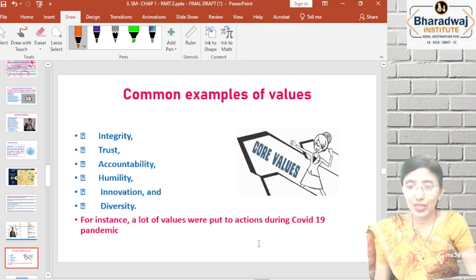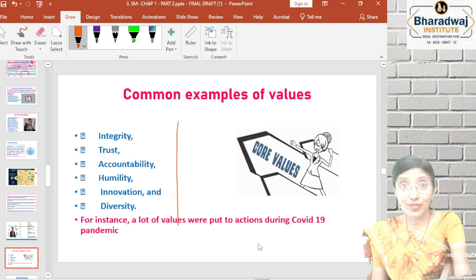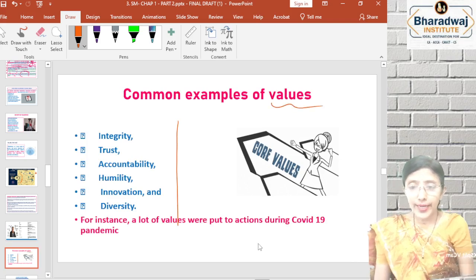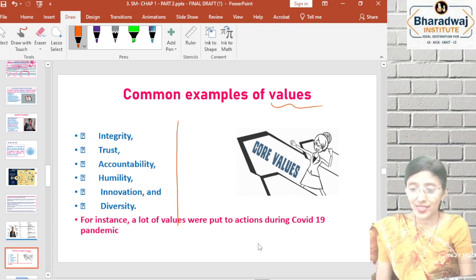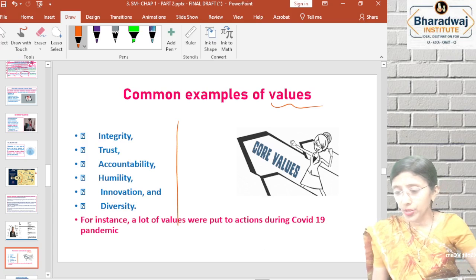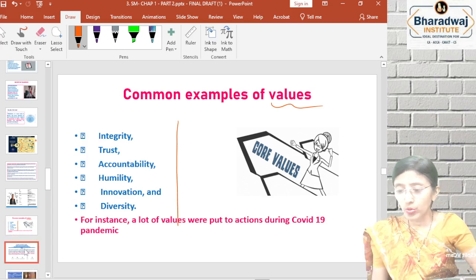Common examples of values. List out what a value is. We said morality, integrity, trust, accountability, humility, innovation, diversity. All these are values. Are you clear, my dear students? All these indicate your values also.